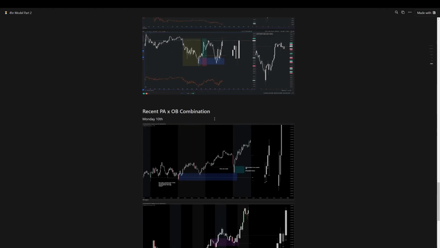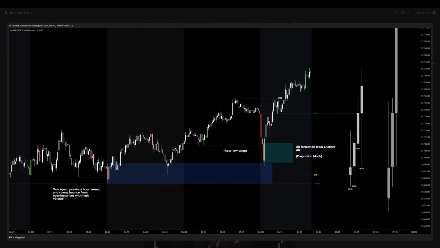So this is the final section. This is recent price action. Today's date is Valentine's Day, 14th of Feb. So this was Monday, and this is recent PA from the perspective of order blocks, breaker blocks, etc. So this was Monday. Really, really tricky day because we just sort of just hung on to those opening prices, and we were super bullish on the day.